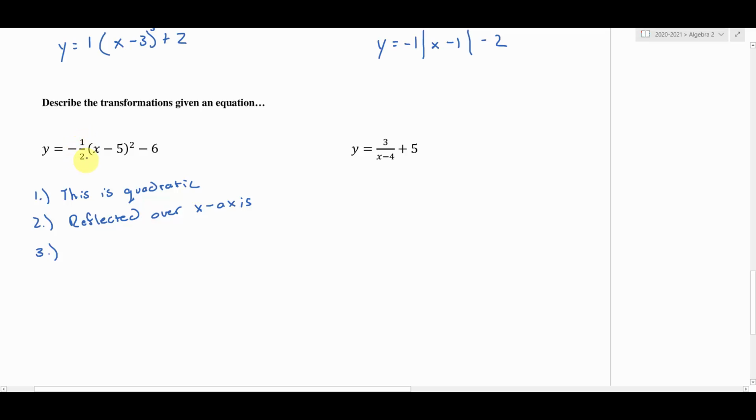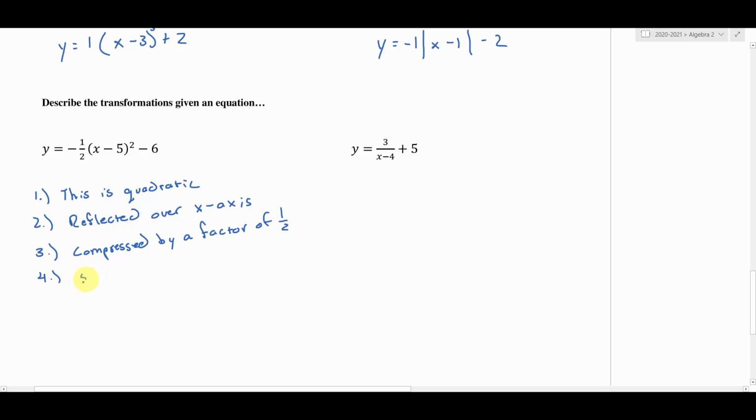Now the 1/2, right, that 1/2 represents either a stretch or a compression factor. Since the 1/2 is a number in between 0 and 1, it has been compressed. If it's anything bigger than 1, it would be a stretch factor, but this is a compression factor since it's in between 0 and 1. So this has been compressed by a factor of 1/2. Okay. All right, then I move over here to the 5.